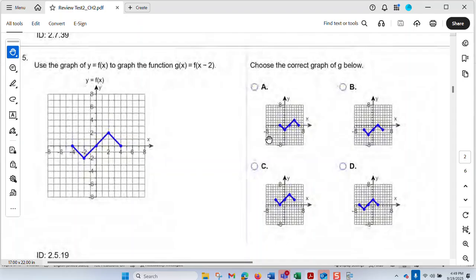This one you cannot really use the calculator for, because there's no function for you to graph in the calculator. So this is basically just reading the graph, okay? Using the graph, you just need to know this one is moving in the x direction to the right for 2 units.